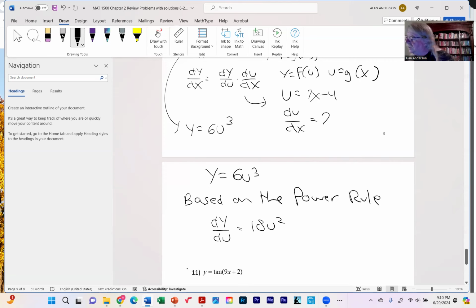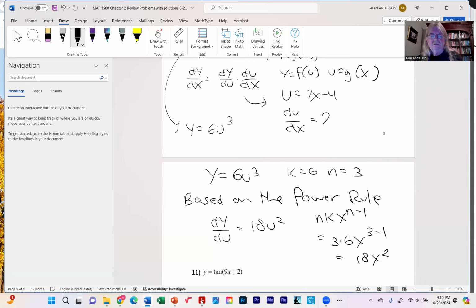Okay, so we can think of this as having k equals 6, n equals 3, then nk x to the n minus 1 is 3 times 6 times x to the 3 minus 1. So if you're using x, okay, over here we're using u, but it's the same idea. Okay, so there's our dy du.